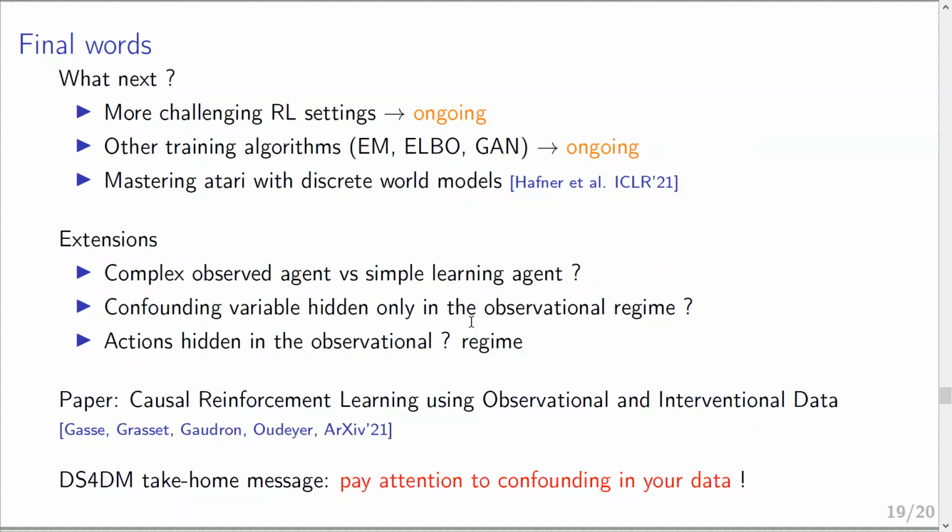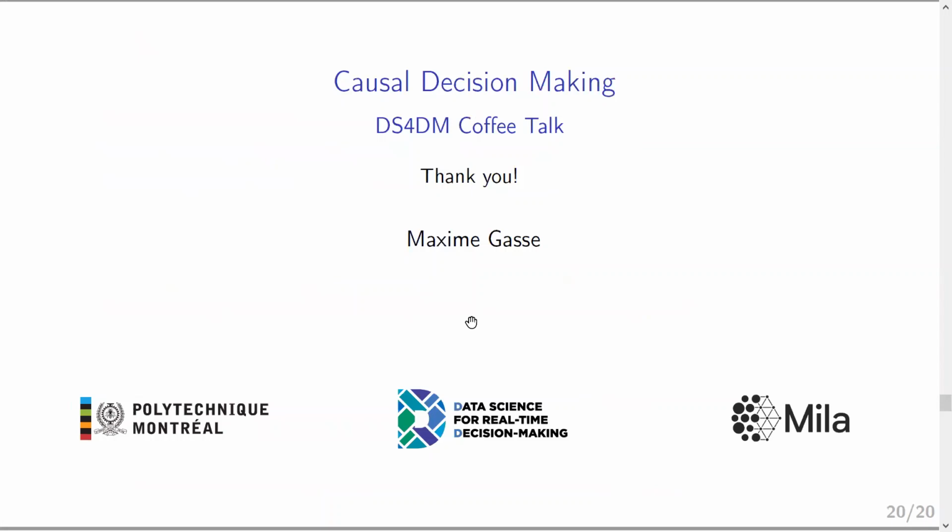The take-home message for this community, I would say, is: pay attention to confounding in your data. It's very tempting to try to learn a causal system, to learn the system specifications from data. It's what many people are going towards. But then you face the danger of confounding. So you have to make sure that you have strong arguments to say that there is no confounding. Or if you believe there is confounding, then you have to take it into account. You have to think about it. So it's good to be aware of that issue. That's it. Thank you.